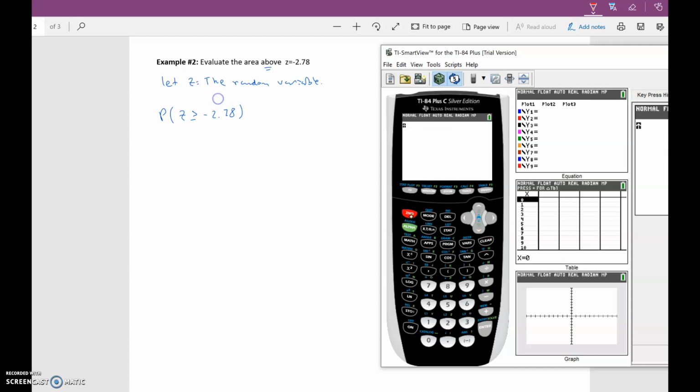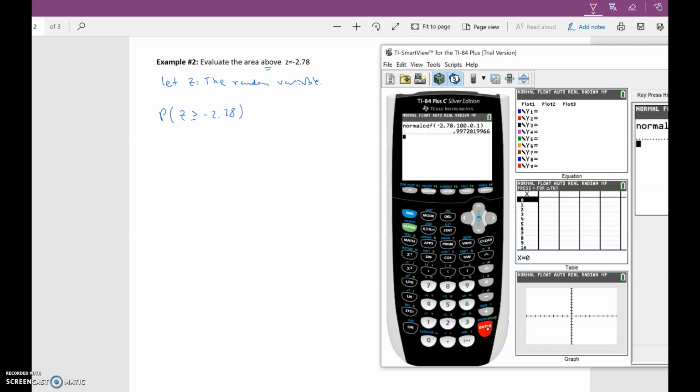So you're just going to activate the normal distribution. Then once again, you're going to use the normal CDF. But this one is backwards. It goes from negative 2.78 all the way to the infinity. And we're just using the upper bound of 100 to let the calculator know that we want to go all the way to the positive infinity.